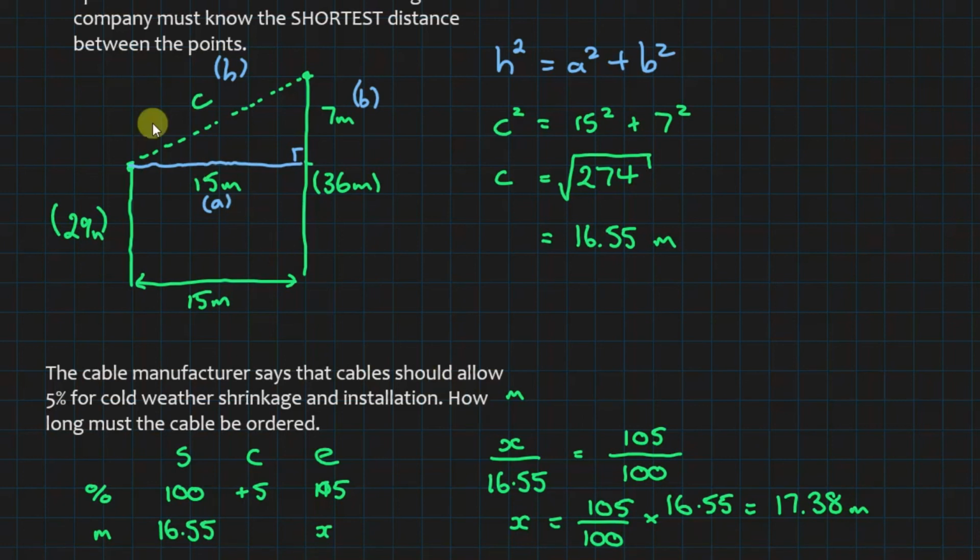That means it's a little bit too long, and what will happen is you'll get, most of the time, some droop. As it gets hotter, it droops more. When it gets colder, it gets closer to that line.